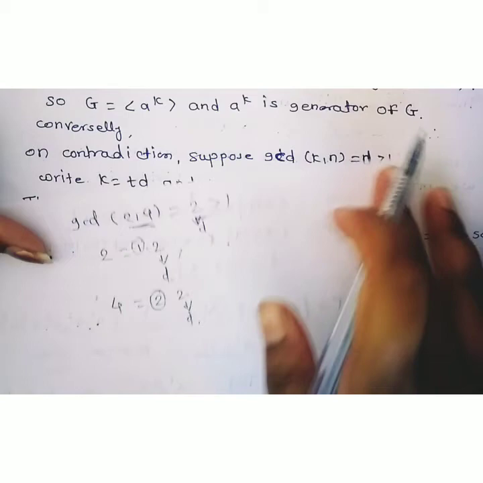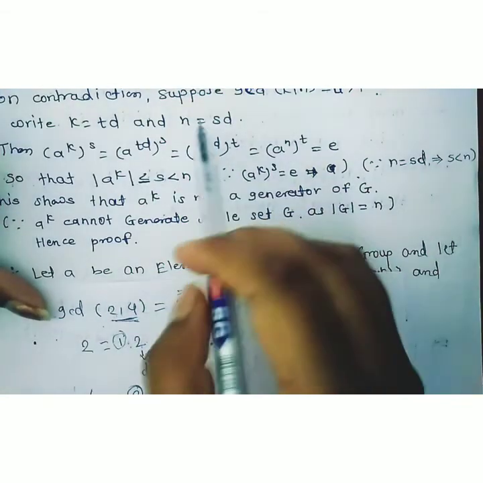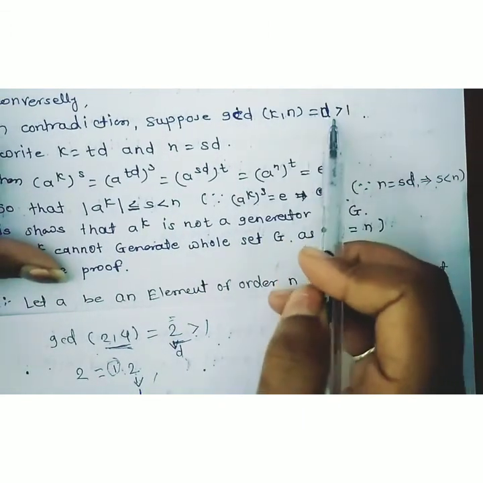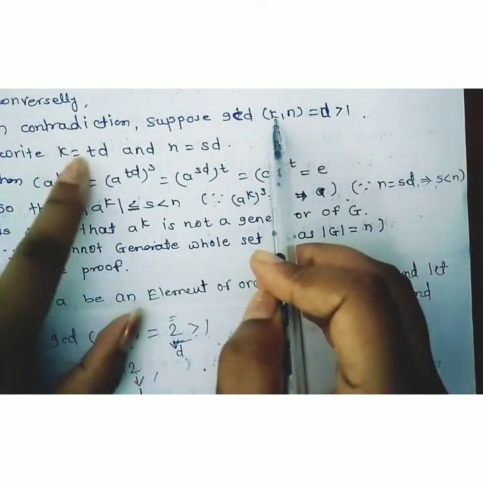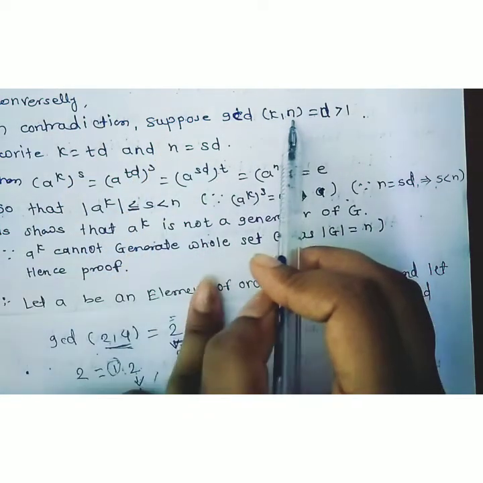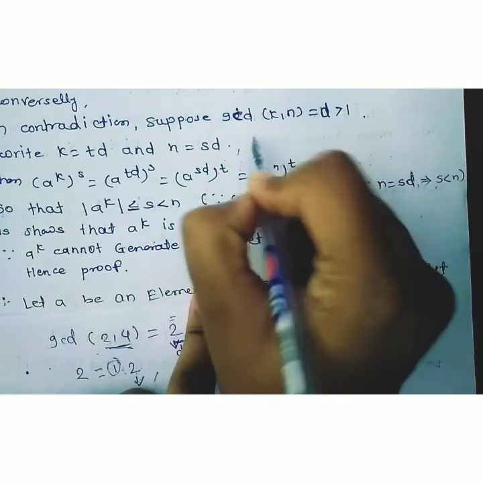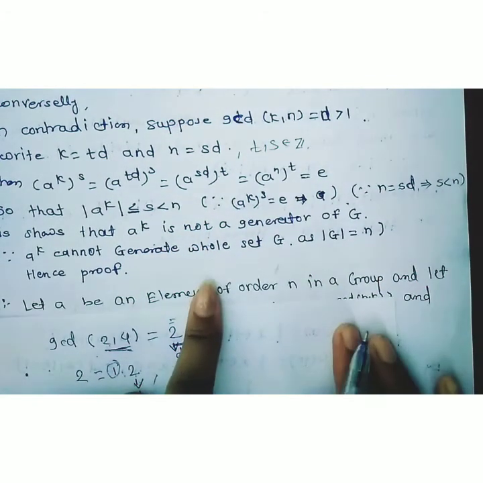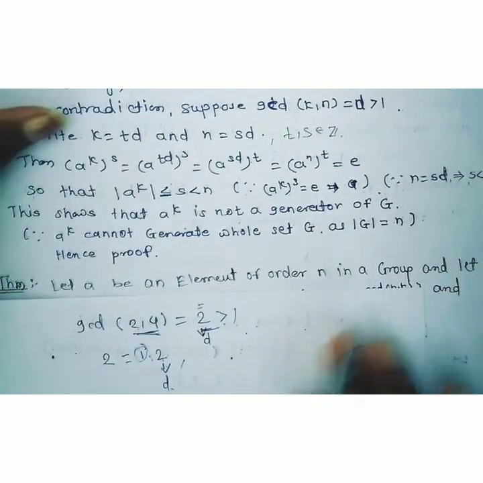Okay, therefore a has GCD of n and k with d. Since the GCD of k with n is equal to d, how can these elements be written? k is equal to td, and n is equal to sd, where t and s belong to Z.